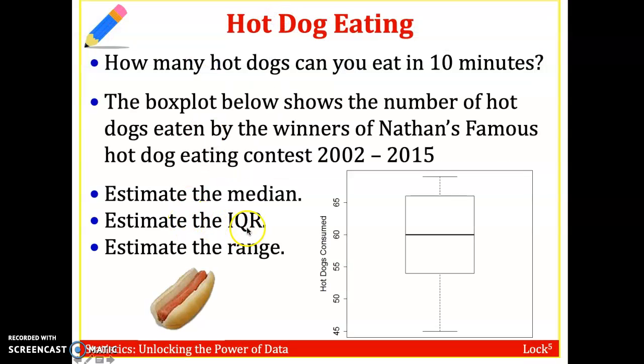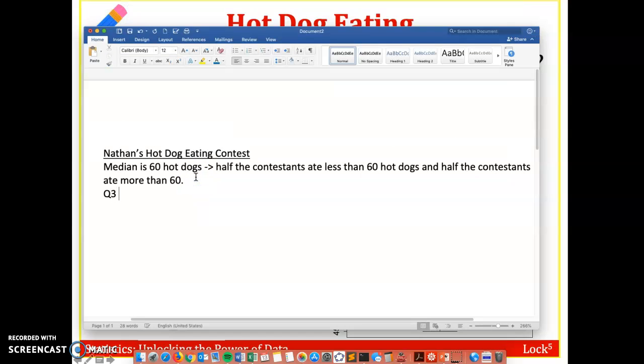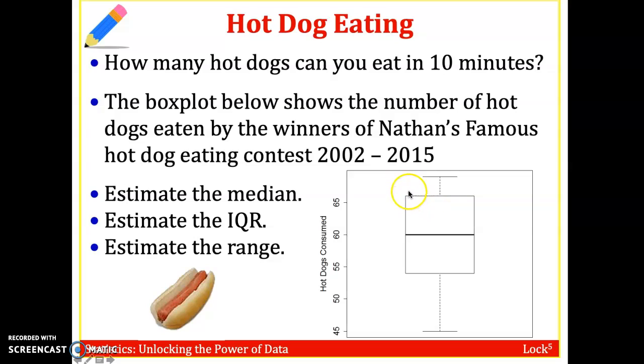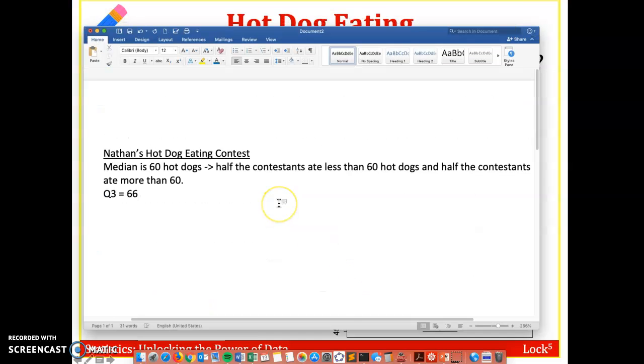All right, the next question on here is estimate the interquartile range. We don't have exact values, but Q3 looks like it's going to be a little bit more than 65. Let's say it's 66 right here. Q3 looks like it's about 66. And then Q1 is going to be the bottom of the box. That looks like it's about, let's say, 54, less than 55. Q1 is equal to 54. So interquartile range is equal to Q3 minus Q1. So that's going to give us 66 minus 54, which would be 12. Yeah, 12 hot dogs will be the interquartile range.